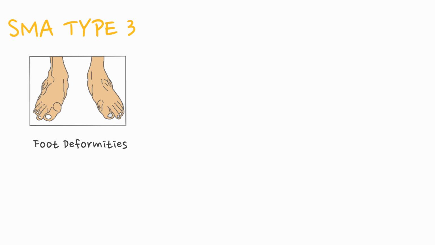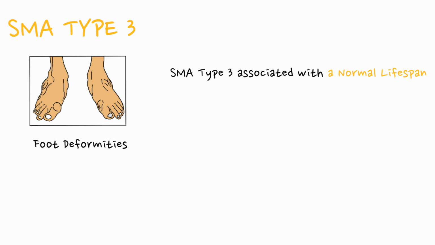legs. While ambulatory patients may develop foot deformities, they typically do not experience severe scoliosis or debilitating respiratory muscle weakness. Unlike SMA type 1 and type 2, SMA type 3 is associated with a normal lifespan, and affected individuals can live into adulthood with appropriate medical care and support.